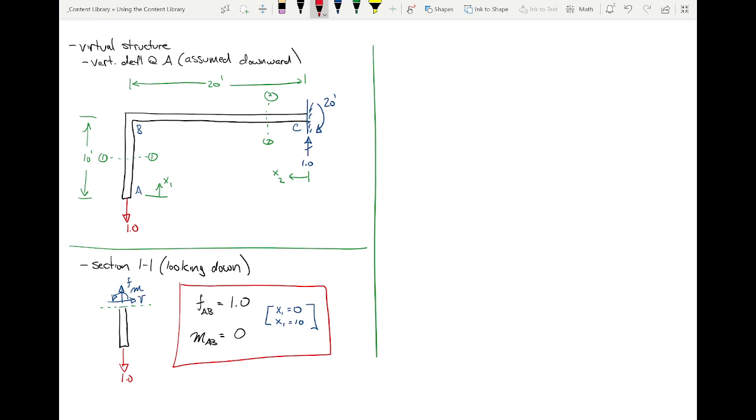Now, I want to make a point, okay? So I'm going to go ahead and draw the real structure right here because I want you thinking about this. Okay, so let's look at the real structure. So here's the real structure.